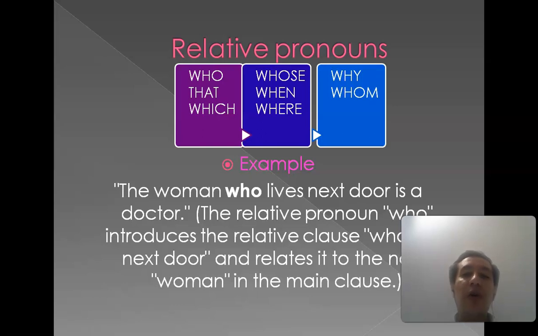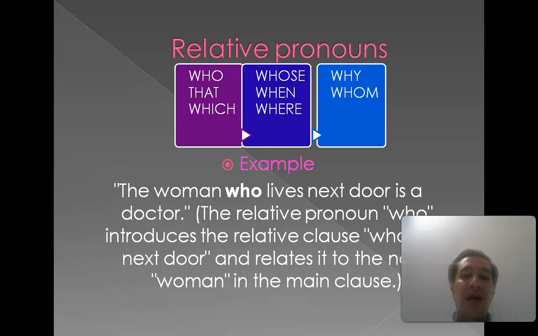Whose expresses possession. When is used to identify a time or a specific moment. Where identifies a place. Why we use to identify a cause. Whom is used after a preposition, it is also used after an object, and it is used when we are going to refer to people especially. As an example, we have: that is the girl to whom I gave the tablet.